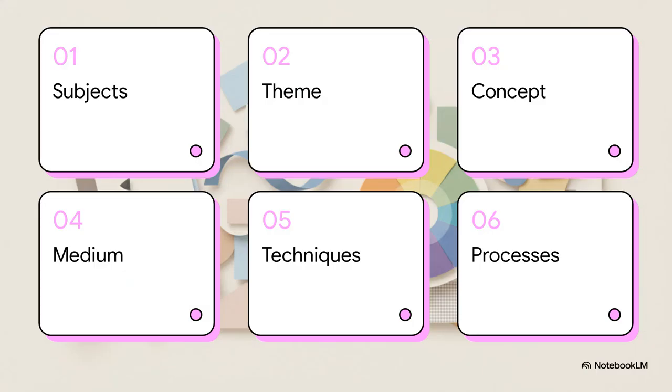To make things super predictable, we have 6 clear steps today. First, subjects. Second, theme. Third, concept. Fourth, medium. Fifth, techniques. And sixth, processes. I'll be right here to guide you through every single one.